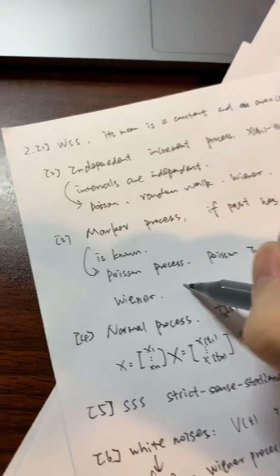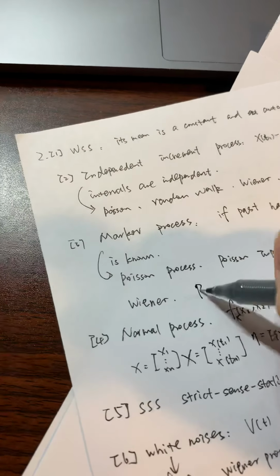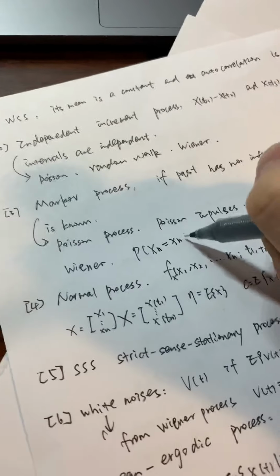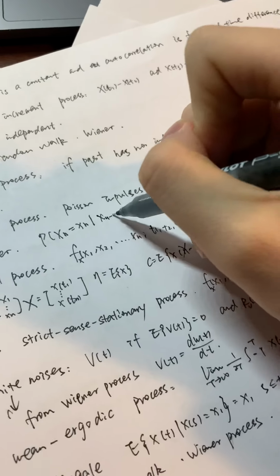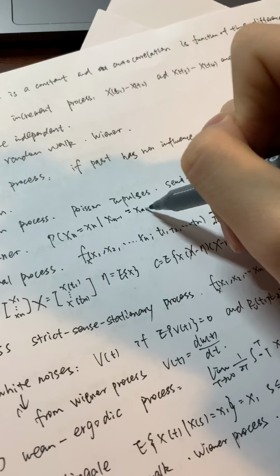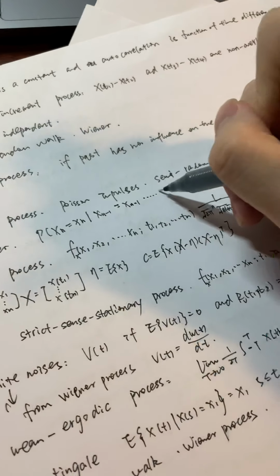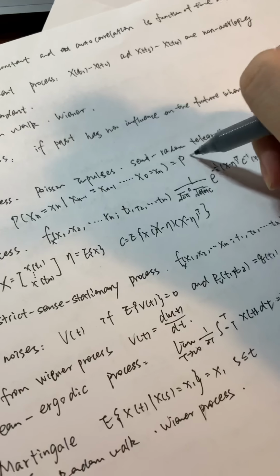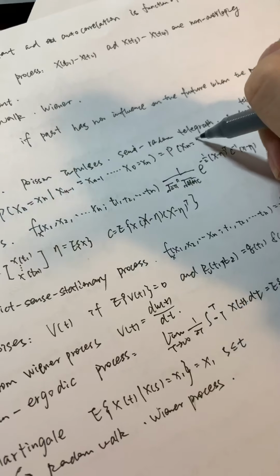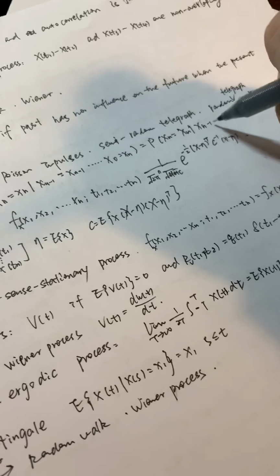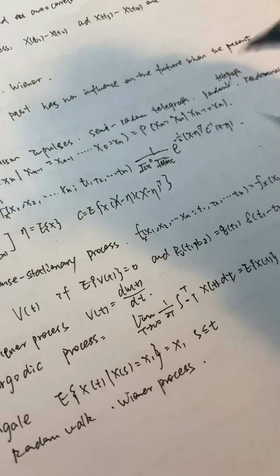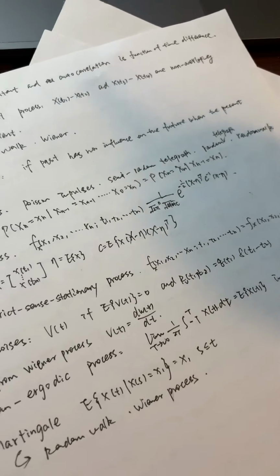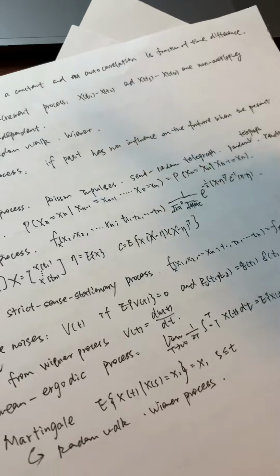It has a property that p(x_n | x_{n-1}) equals p(x_n), and so on and so forth. So there is no influence of the past on the future.